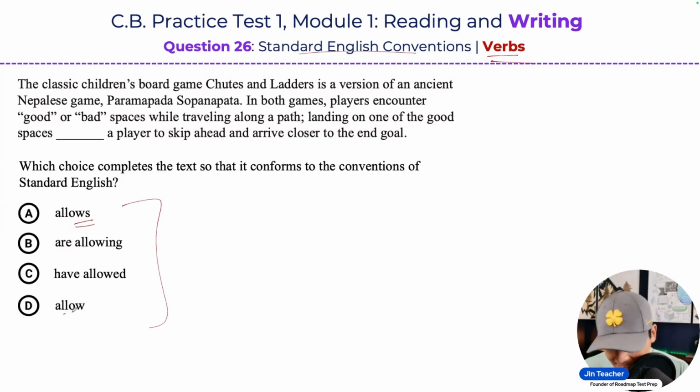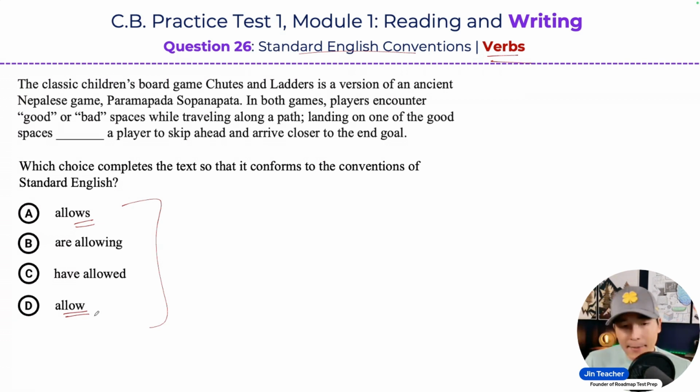Well, answer choice D is going to be the easiest. When we don't have an S at the end of a verb, we know that that's going to be a plural verb. So here we would say they allow. We wouldn't say he allow. That sounds awkward, but it's also grammatically incorrect. We want to use a plural subject to pair with the plural verb.